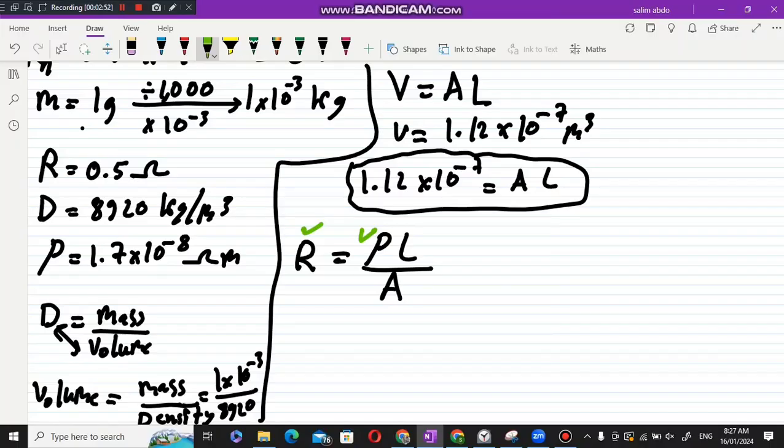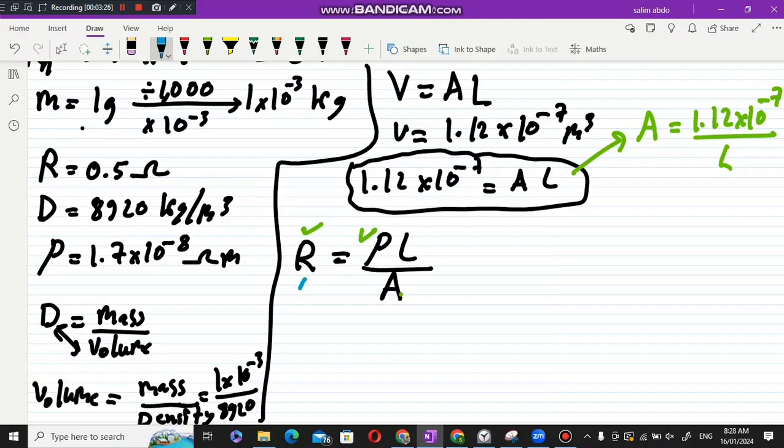It's always easier to find the length first, because when you want to find the radius, you need to plug in pi times r squared and then do a square root, which you can do more easily from this one. So let's write area in terms of length. We remove the area and put it in terms of this equation. So from this equation we'll get that the area is equal to 1.12 times 10 power minus 7 divided by the length.